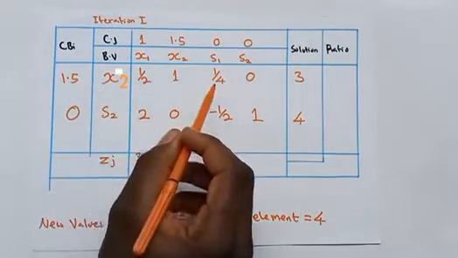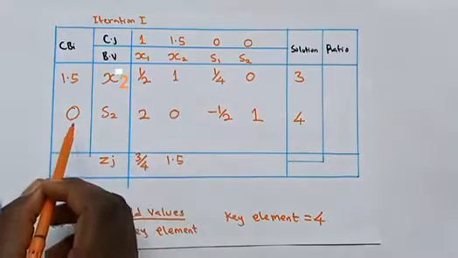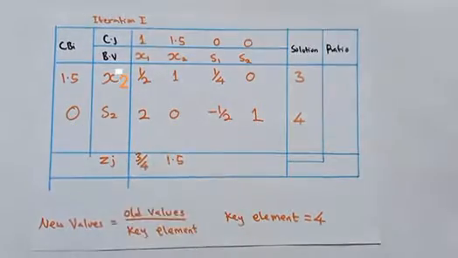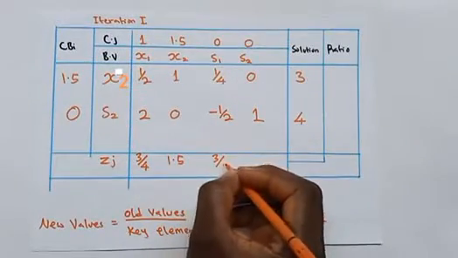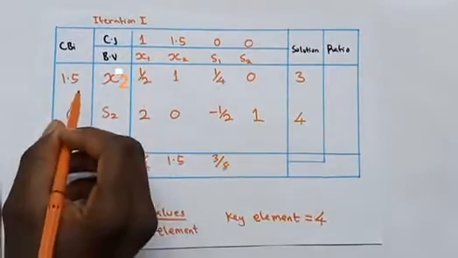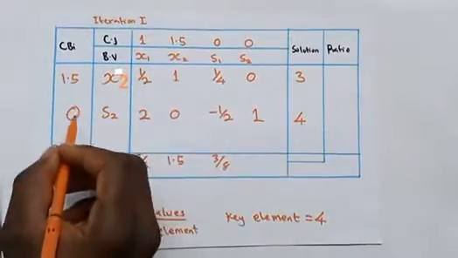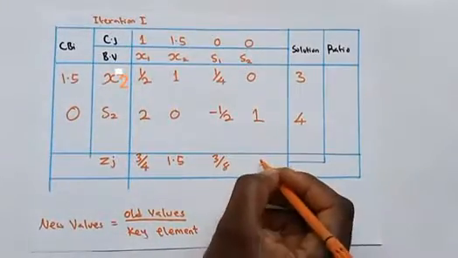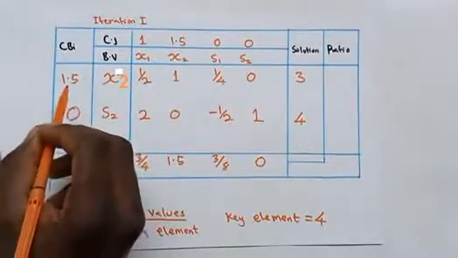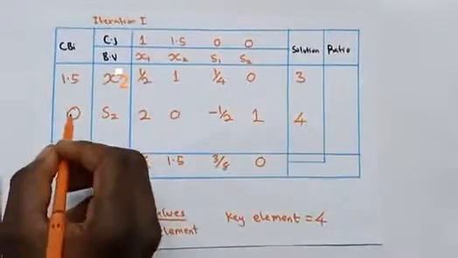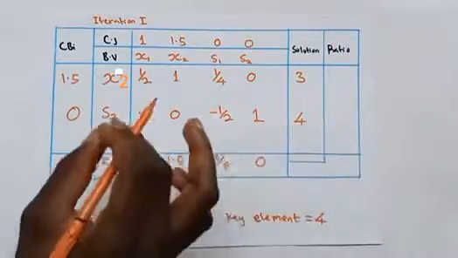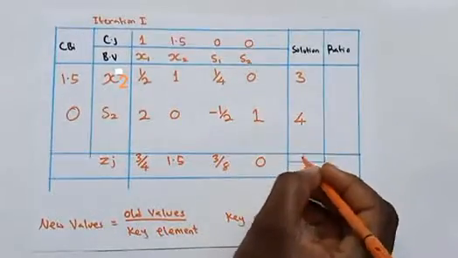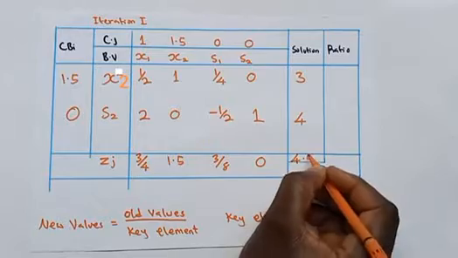1.5 multiplied by 1 over 4 plus 0 multiplied by minus 2 gives us 3 over 8. 1.5 multiplied by 0 plus 0 multiplied by 1 gives us 0. 1.5 multiplied by 3 plus 0 multiplied by 4. 1.5 multiplied by 3 gives us 4.5 plus 0 gives us 4.5. Here the value is 4.5.